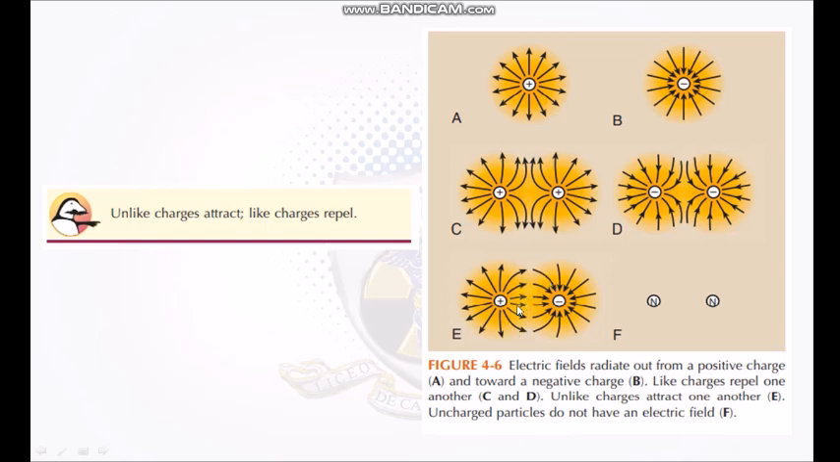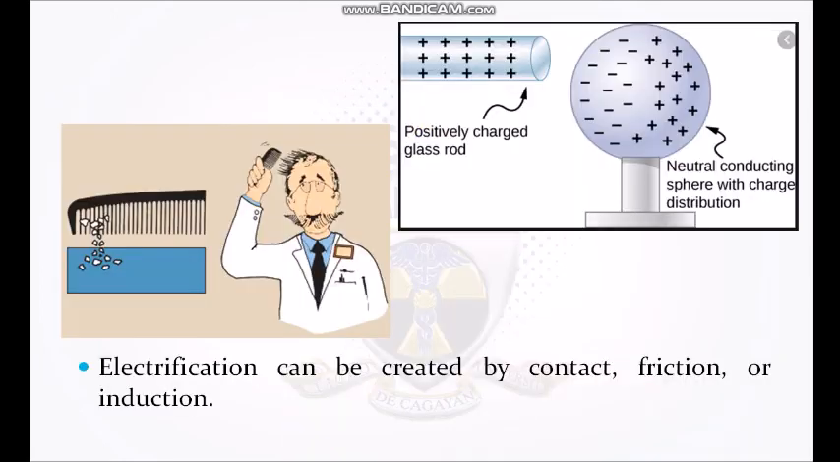So that means a positive will attract negative, and a negative will attract positive. So let's try to go back to the image. If you have a positively charged glass rod, what will happen to a neutral object? Can you show this is a neutral object, supposedly?